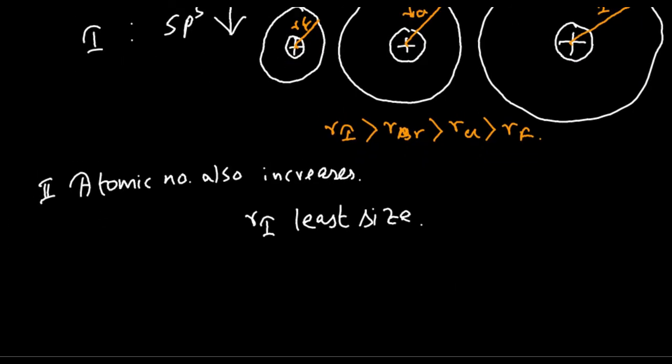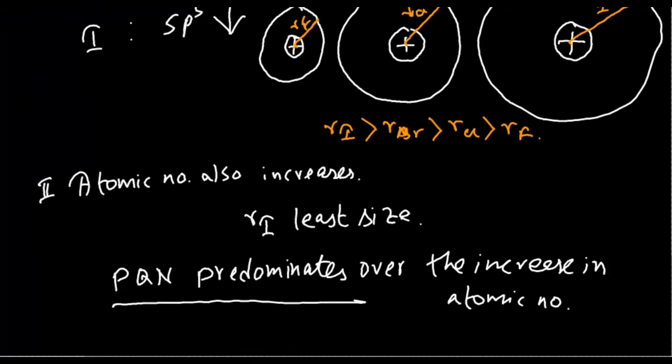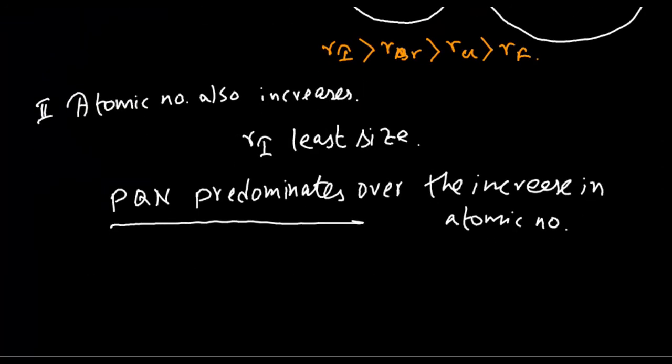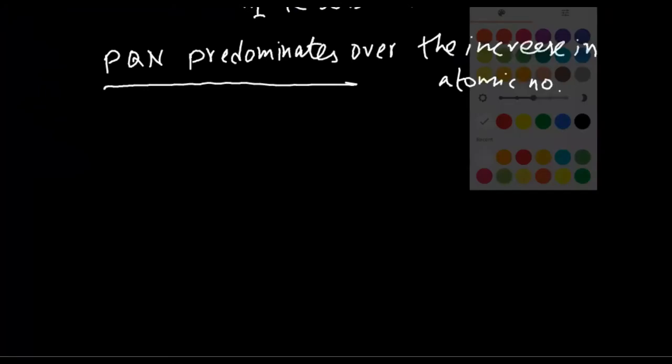The first reason, that is the increase in principal quantum number, predominates over the increase in atomic number. So as a result, what happens? There occurs a gradual increase in atomic radius as we move down the group.